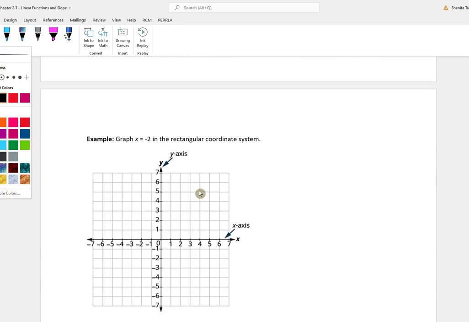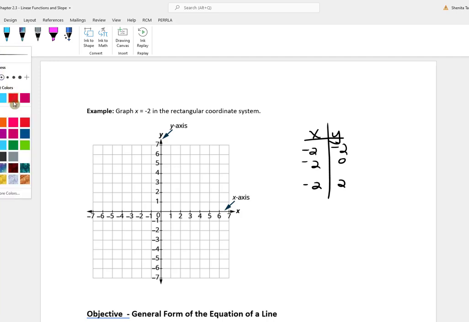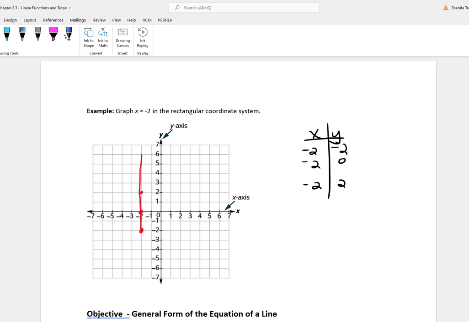Alright, so for this next one, we have x is equal to -2. No matter what number you put in for y, x will always be -2. So you can plug in -2, 0, you can plug in 2. Okay, so let's go ahead and plot these points. Negative 2, 0 is here. And negative 2, 2 is here. As you can see, it falls in a straight line up and down.